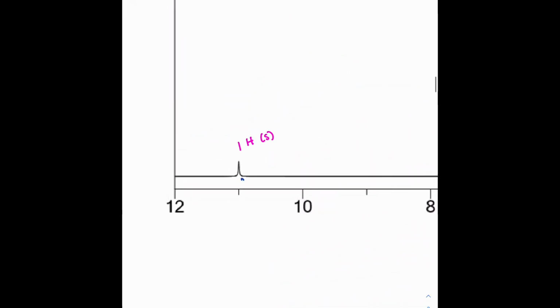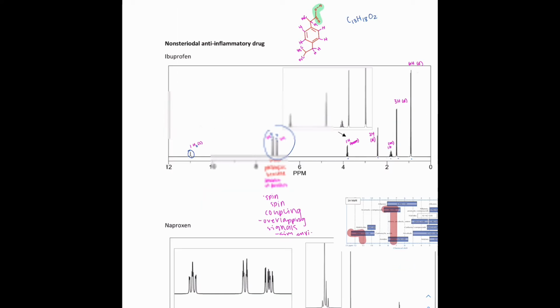And lastly, we have a singlet at the very end, sorry about that, and it's just going to be 1 hydrogen accounted for, and it's a singlet, so it doesn't have any neighbors, so we do 1 minus 1 equals 0, and there are 0 neighbors.